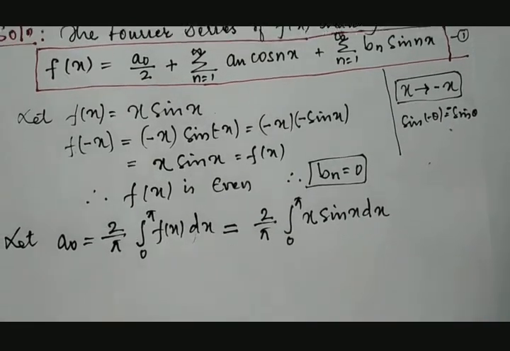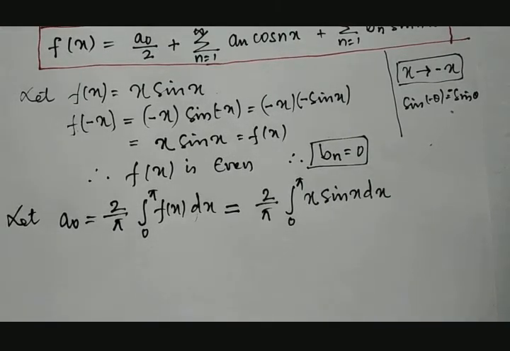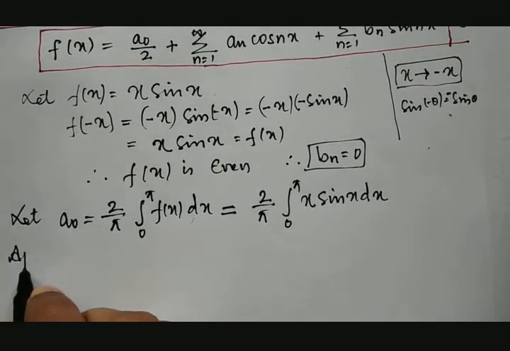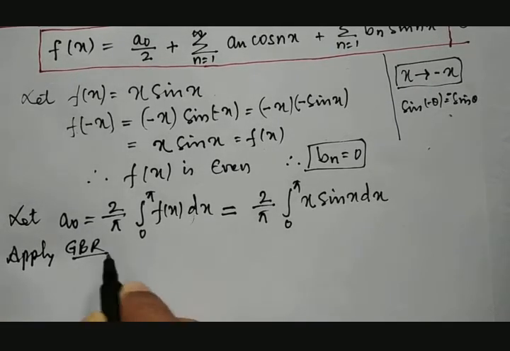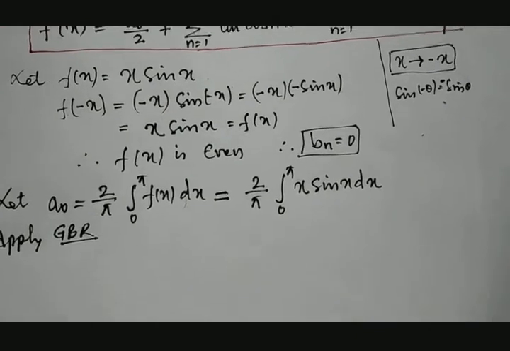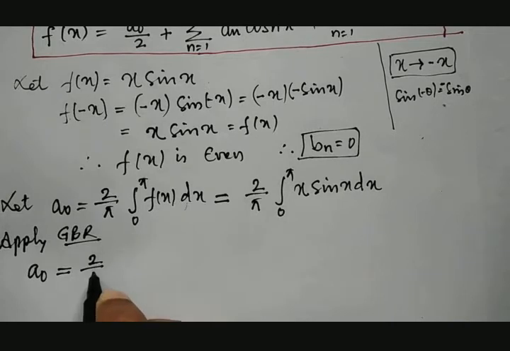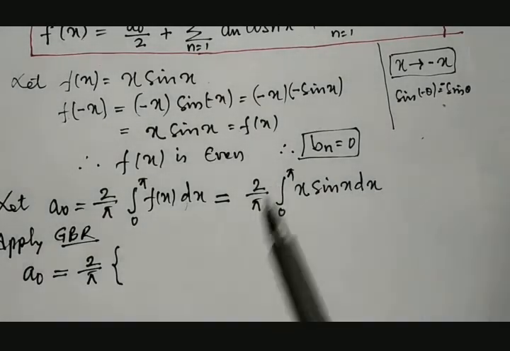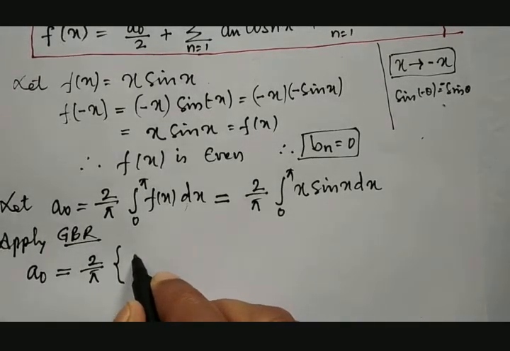Here it is already a product of two functions, so integration by parts method applies, but that is not sufficient. So for that, what do we do? We apply the generalized Bernoulli rule. What does it say? It says a0 is equal to 2 divided by pi into the integration of this part by the generalized Bernoulli rule. Which is the first function here?